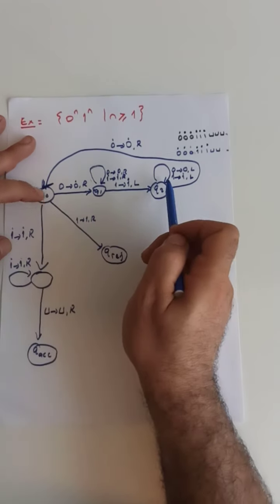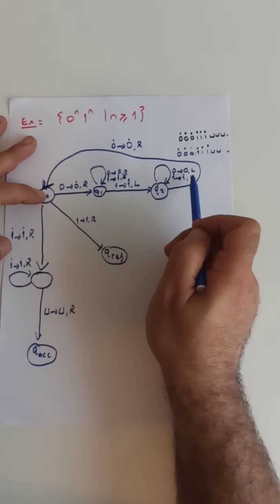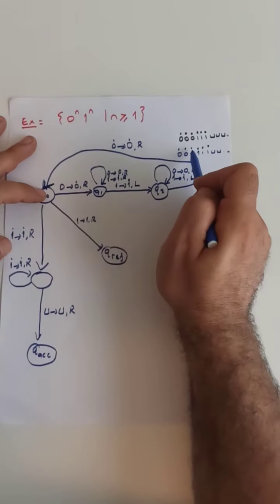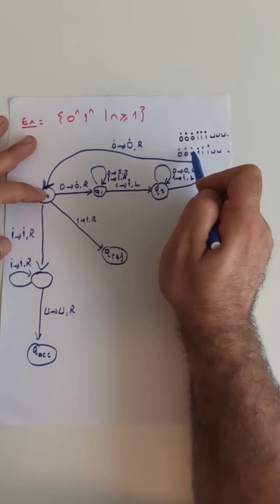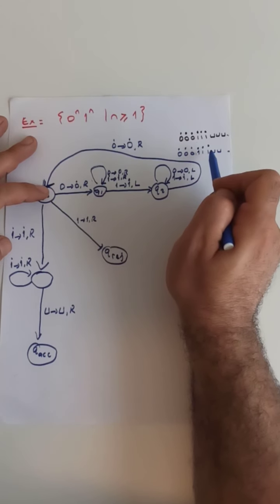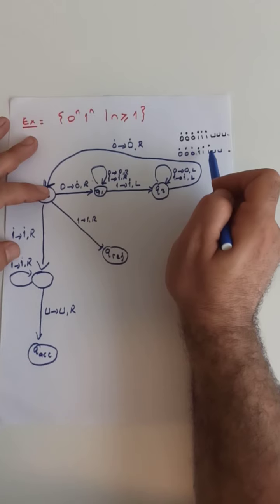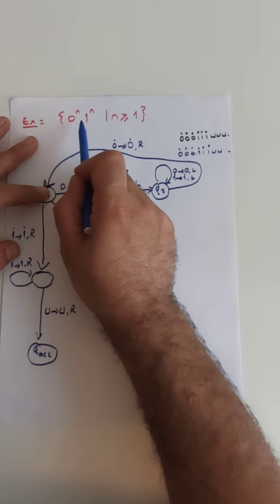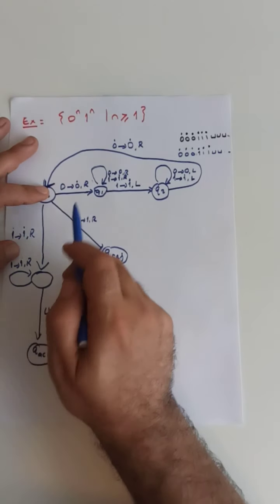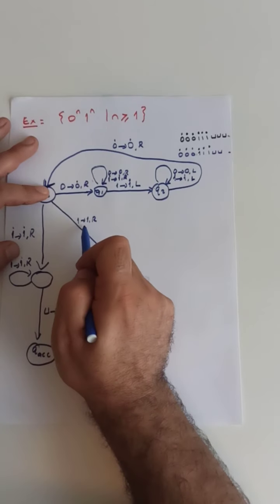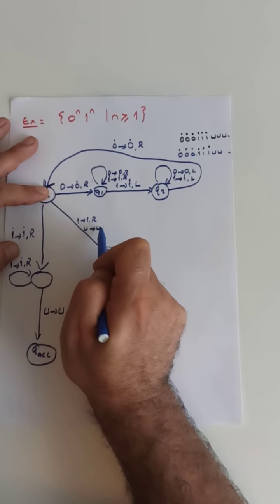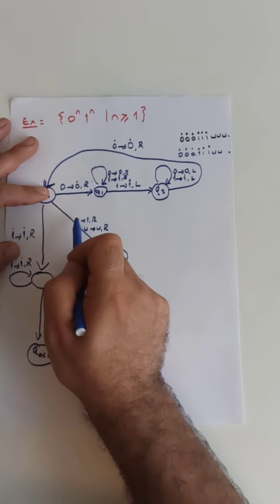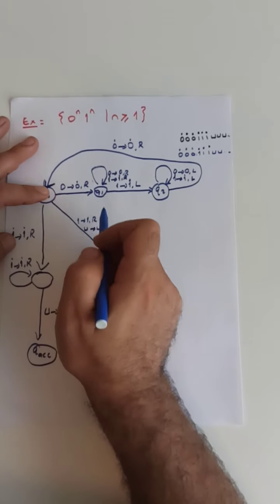A blank symbol in here means that we have just encountered our rightmost 0 dot, and right next to our 0 dot we simply have a blank symbol. But this should not happen if we have 0 to the n, 1 to the n, where n is greater than or equal to 1. So in this case we can simply go to the rejecting state.